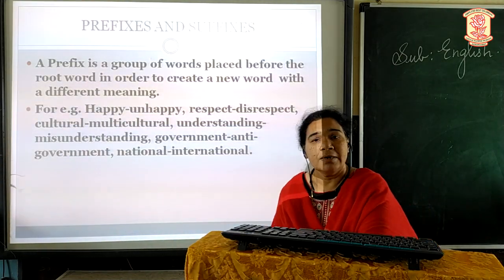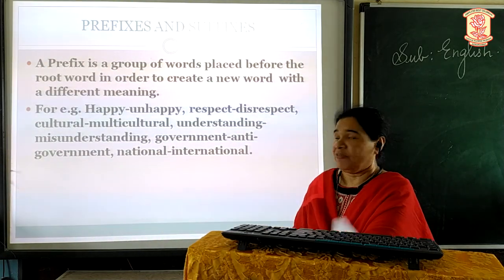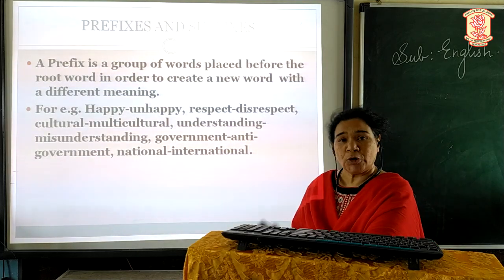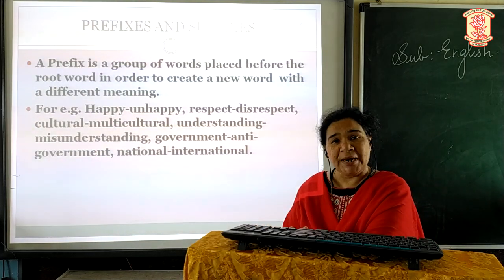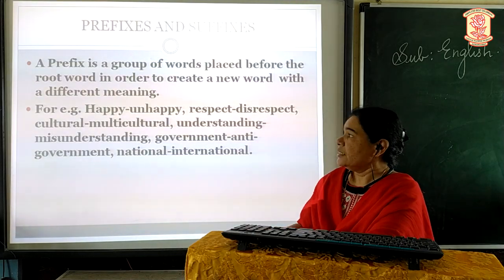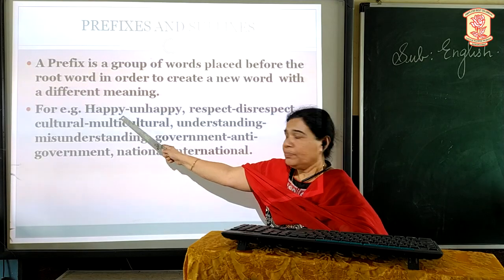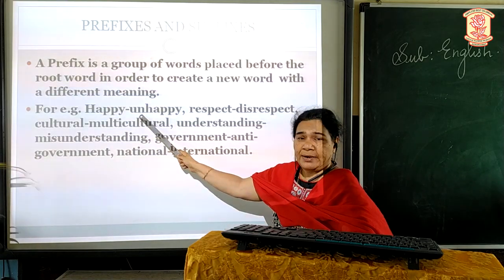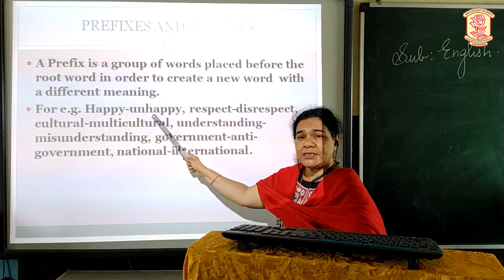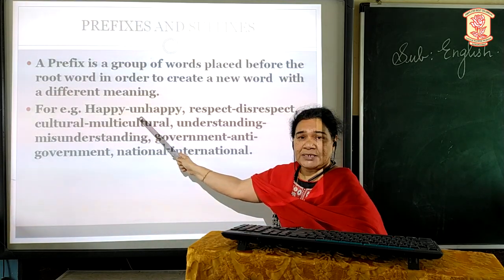Now, yet another topic, prefixes and suffixes. Now, what is a prefix? A prefix is a group of letters that is placed before a root word. Now, what is a root word? Suppose, for example, happy. Happy is a root word. If you add un as a prefix, it becomes unhappy. So here, un is the prefix.